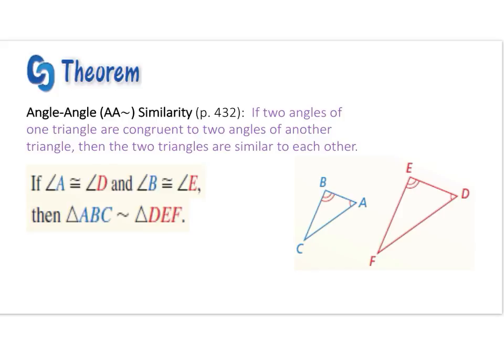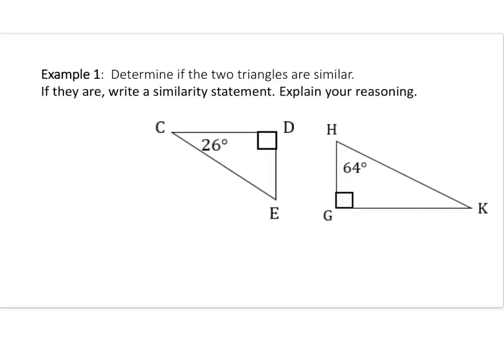So if angle A is congruent to angle D and angle B is congruent to angle E, then triangle ABC is similar to triangle DEF. All right, so let's apply this angle-angle similarity theorem. Example 1, determine if the two triangles are similar. If they are, write a similarity statement and explain your reasoning.